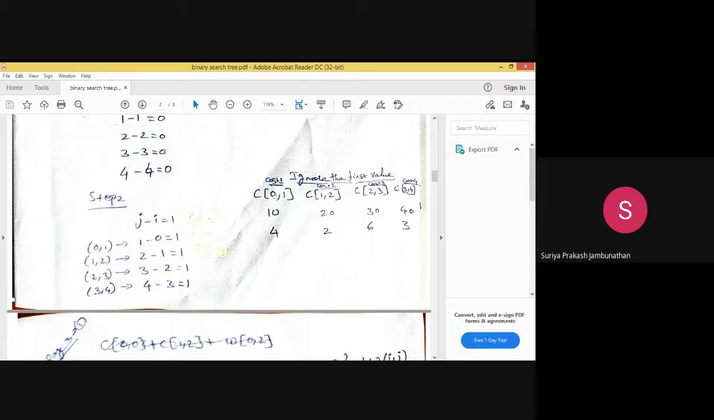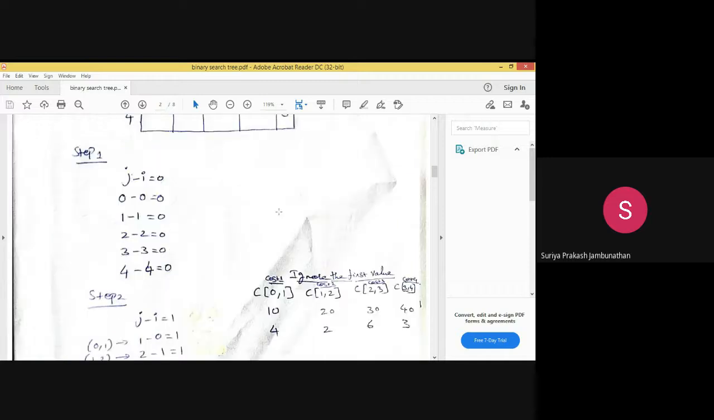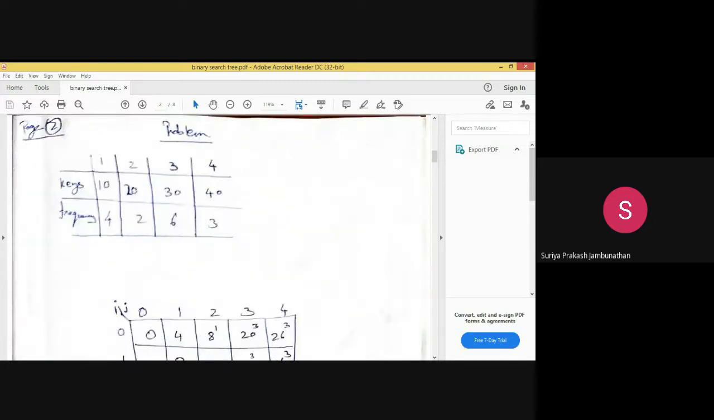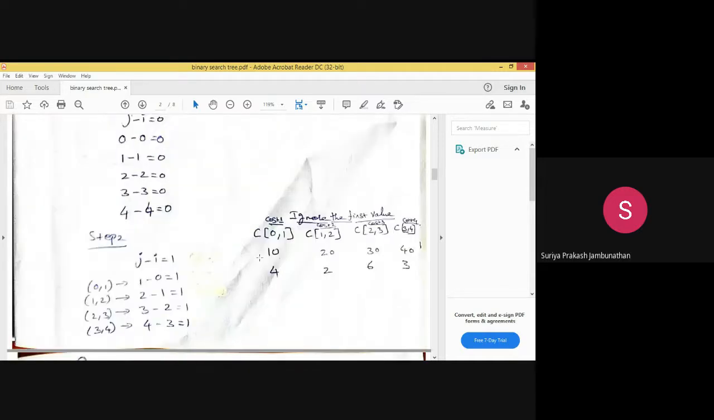So C of 0 comma 1: first position, second position, third position, fourth position. The second value you have to take. So this is the first position. In the given problem, the first position has 10 and 4. Only one value you have to take, that we are taking: 10 and 4. So 10 is the key value and 4 is the frequency.